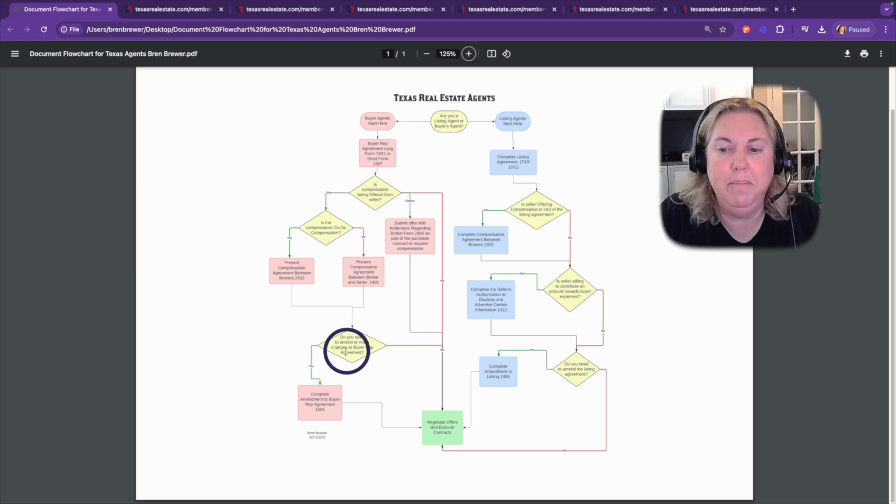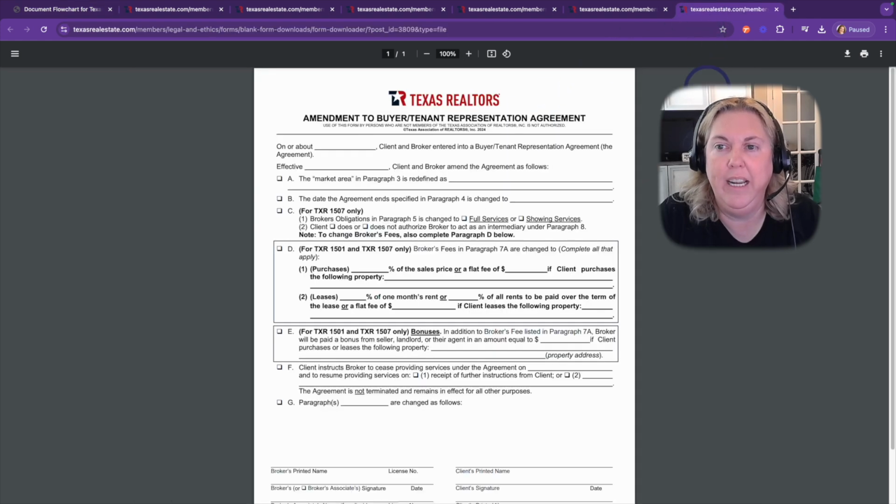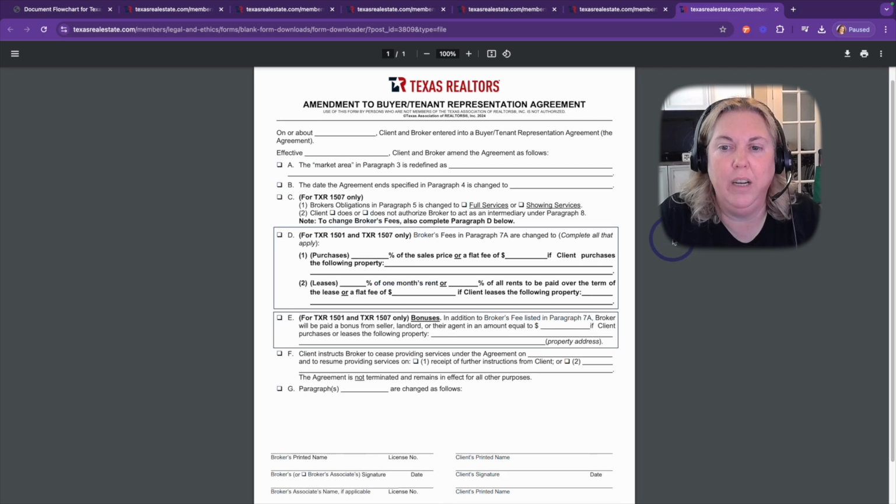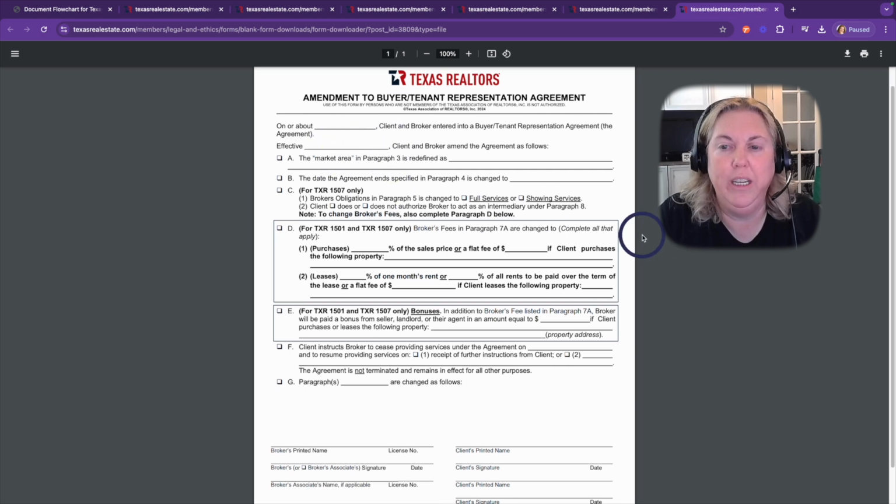And then if you need to make any changes to the buyer rep agreement, you're going to use Amendment to Buyer Rep. It's Form 1505. And that is this amendment here. You will just fill it out like you would any other amendment. It says on blank, so it's going to be the date that you entered into the buyer rep agreement with your client. And then it's going to be effective today's date, or the date that this will go into effect.